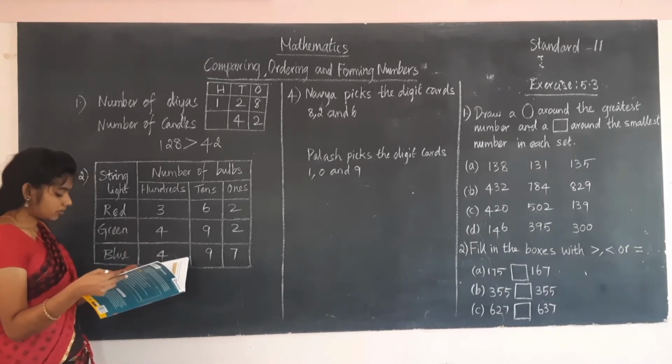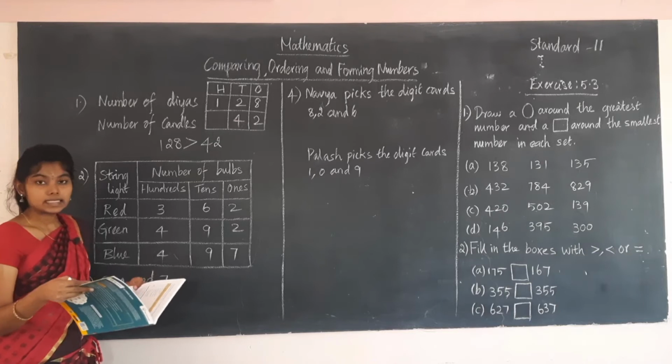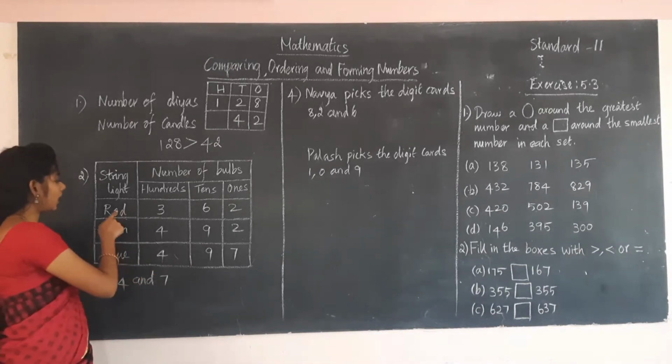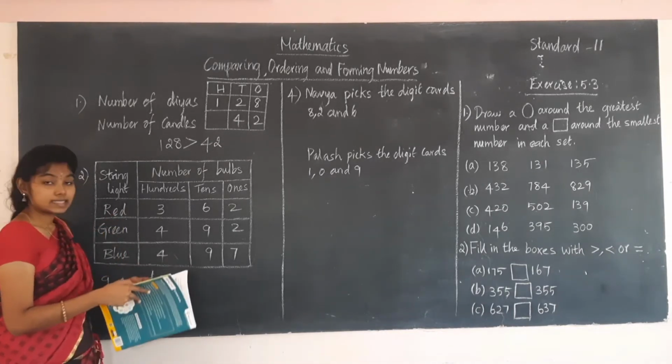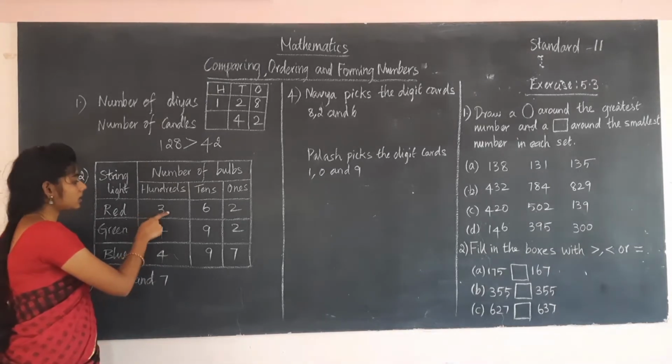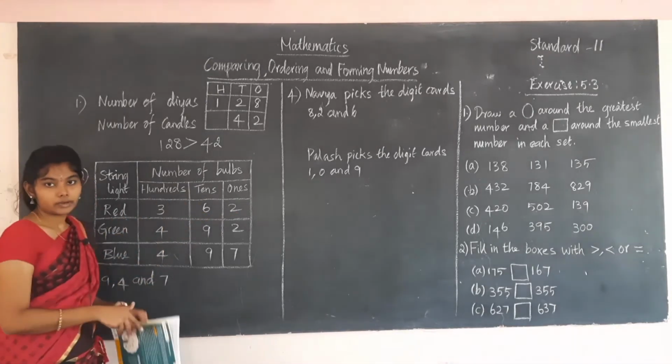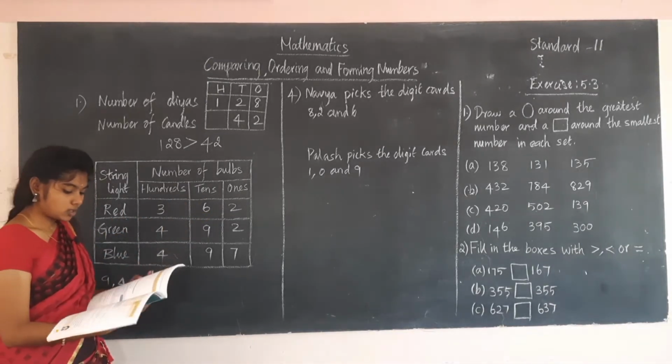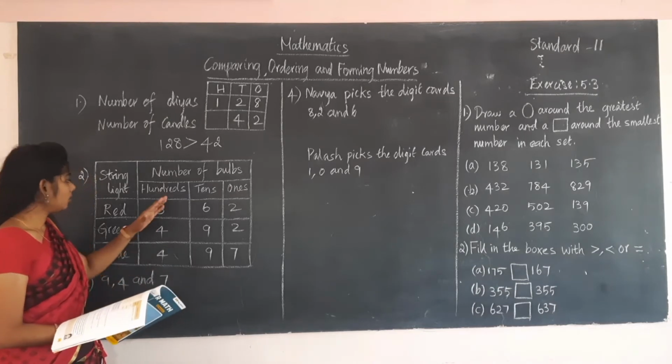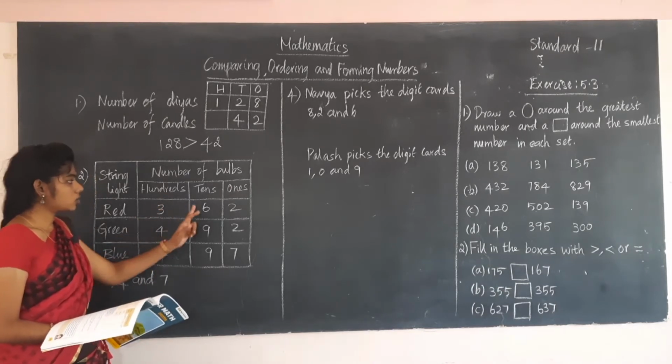Red color, that is the red string, has the least number of bulbs. So you have to write: red string has the least number of bulbs. The number is 362 that we have found. So for the next one, first we have to look at the hundreds, next the tens, next the ones for comparing.